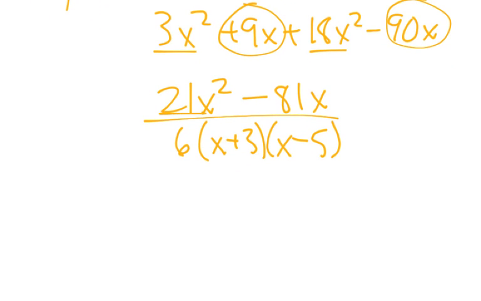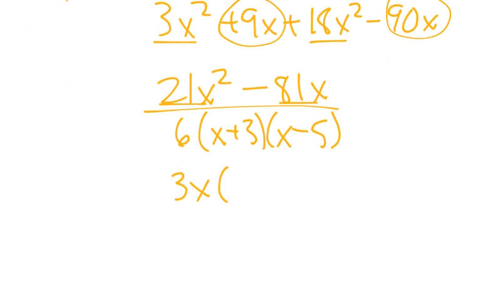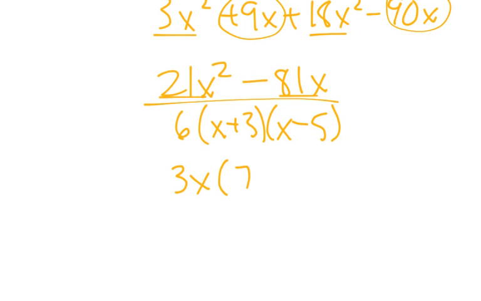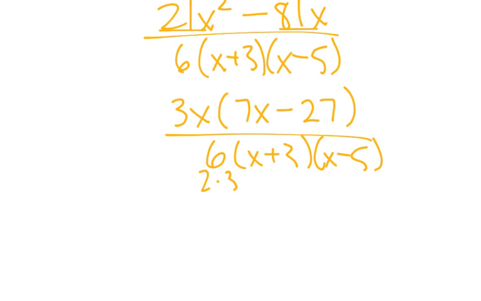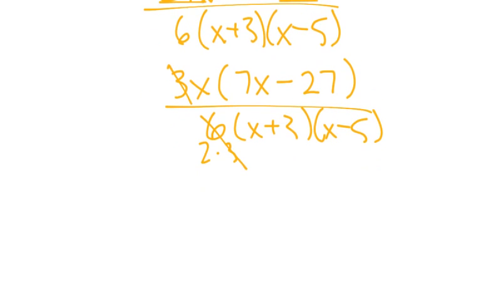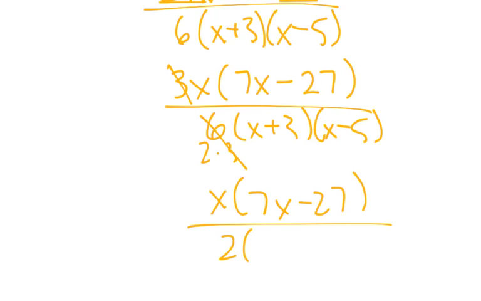Now I can actually pull out something that I could eliminate here. We can pull out a 3, right? 3x, and we'd end up with 7x minus 27 over 6 times x plus 3 times x minus 5. And 6 is really like 2 times 3, so I could get rid of the 3's. I'd be left with x times 7x minus 27 over 2 times x plus 3 times x minus 5.